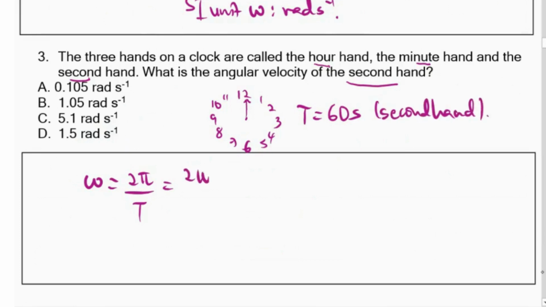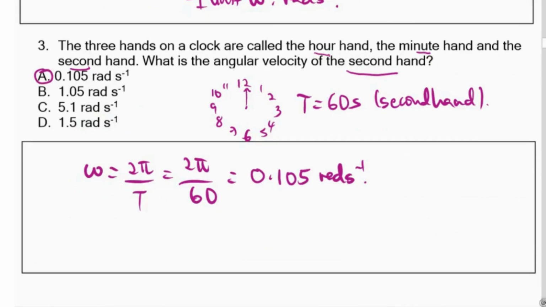So we are dividing 2 pi by 60. The answer is 0.105 radian per second. All right, so this is the answer. Question 3 is A.